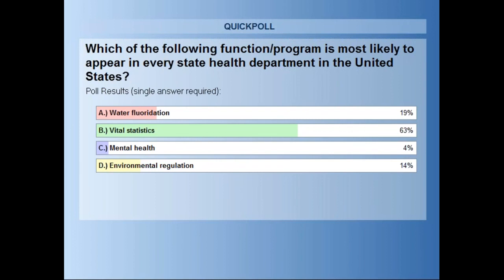So a question like this is getting at a couple of things. One, that you understand that every state has responsibility for birth and death certificates, vital statistics, but also that they vary enormously depending on the state.